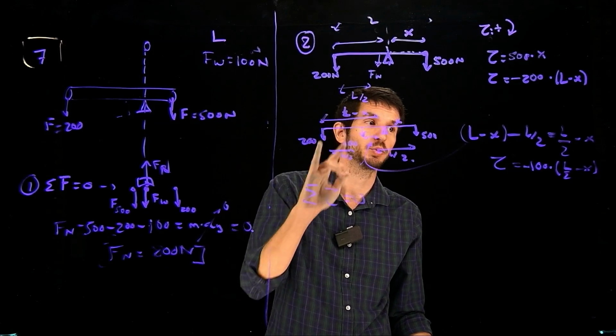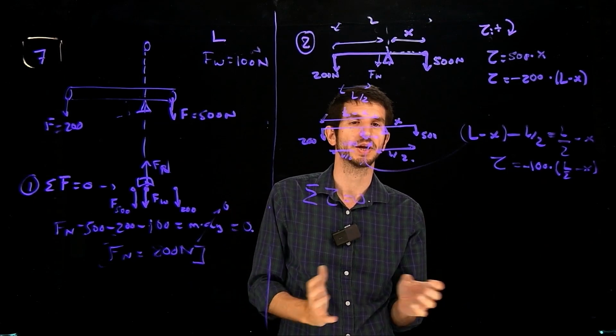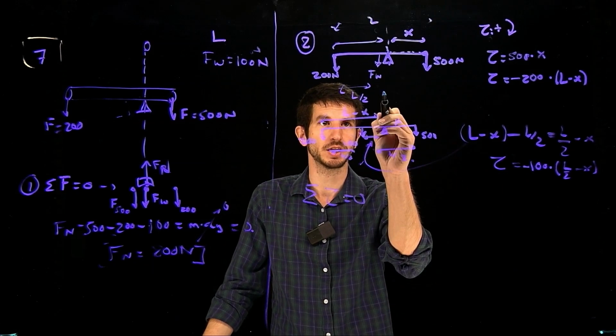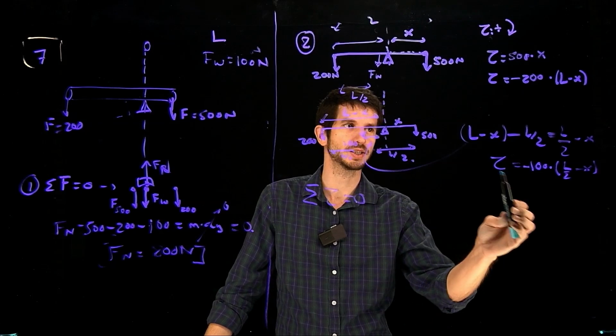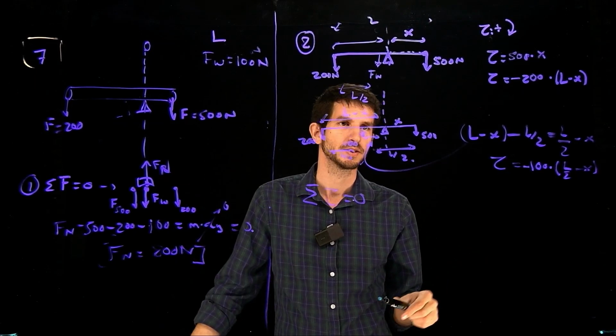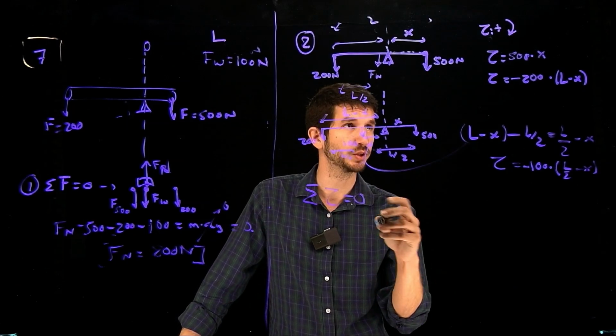I could have chosen to put it somewhere else. We're going to figure it out anyways, right? Because x could be here, could be there, so we're going to figure it out. We're just taking this to be the origin of coordinates. So if one of the distances ends up being negative, then we know that the origin of coordinates is towards there, right? So let's write all these balances.